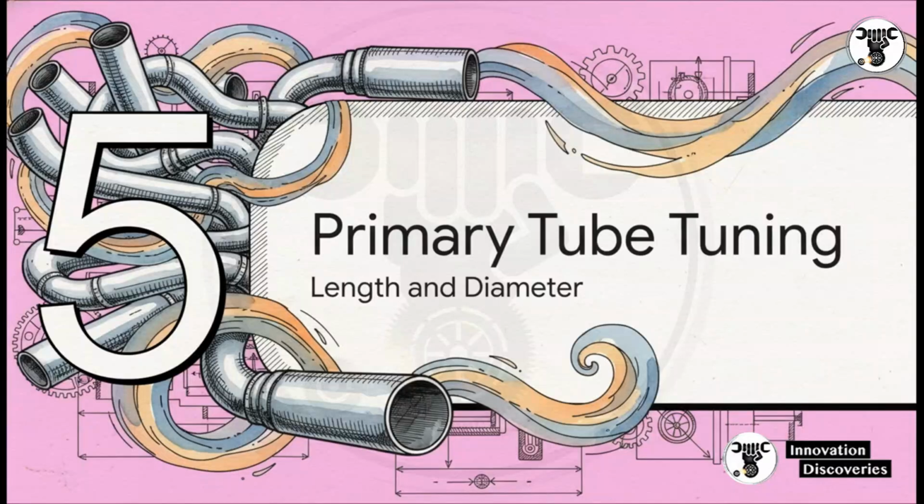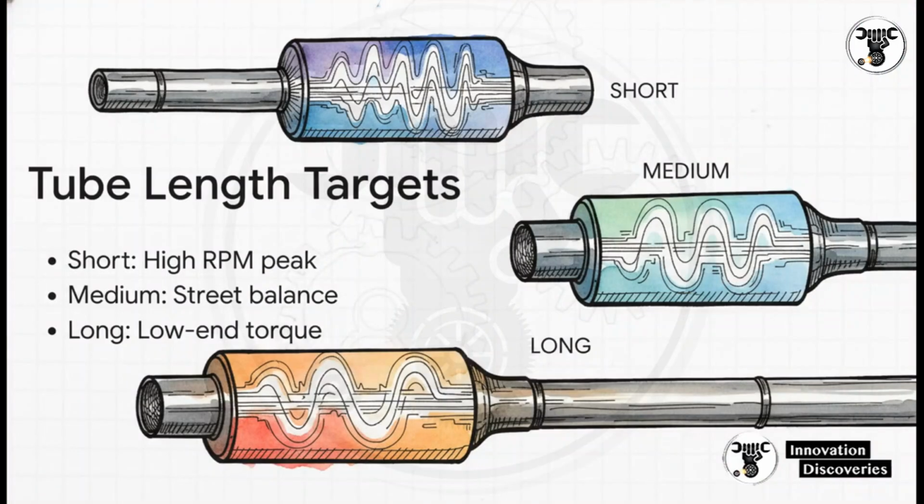Next up, Section 5, Primary Tube Pulse Tuning. We've been talking a lot about diameter, right? But diameter without tuning your length is honestly just guesswork. It's like building half an exhaust system. When an exhaust valve opens, a high-pressure wave travels down the pipe, smacks into the collector, and reflects back up as a negative pressure wave.